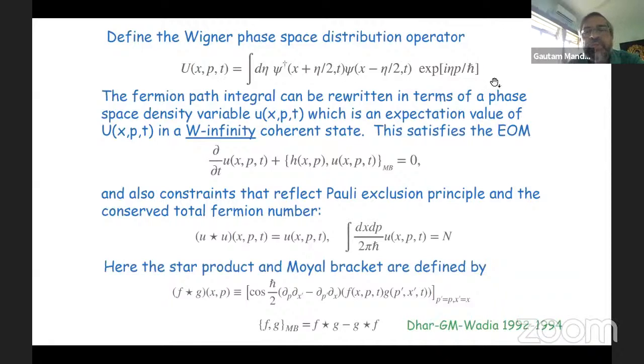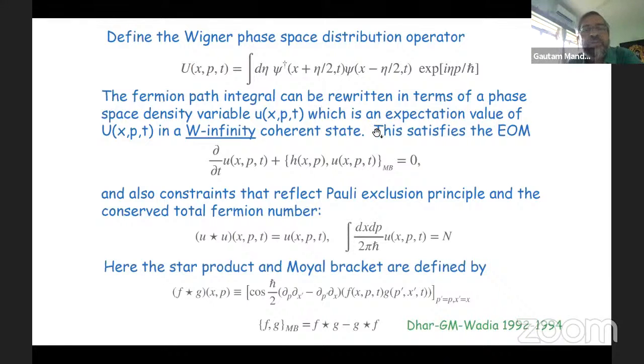So here is the phase space distribution in terms of the second quantized Fermi field, and there are similar equations available for one-particle wave functions of fermions also. Now the fermion path integral can be written in terms of a phase space density variable u(x,p,t), which is an expectation value of this capital U in a W-infinity coherent state. Now this is easier said than done, so you actually have to do a significant amount of work to show this.